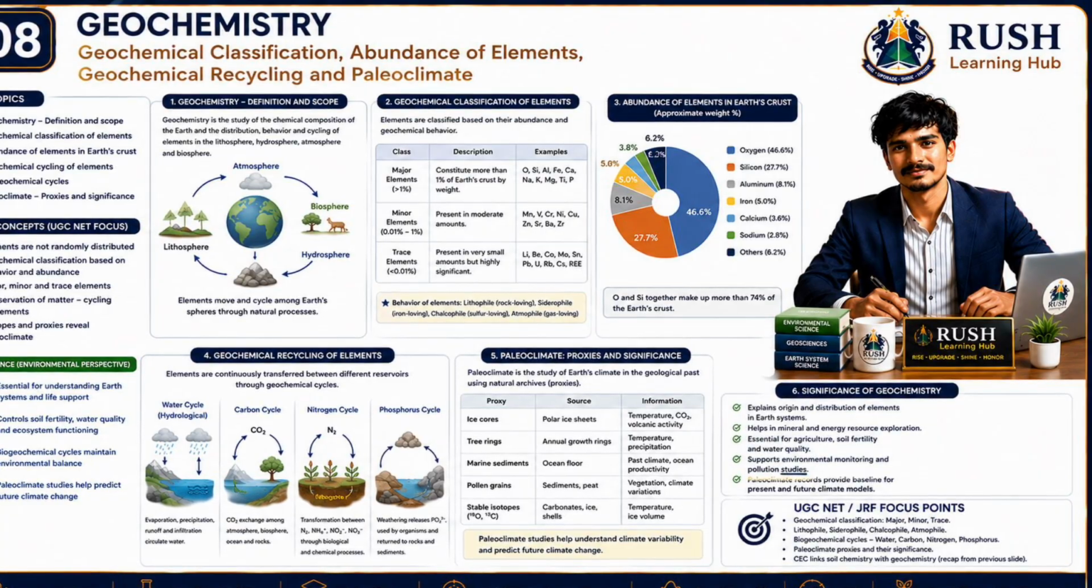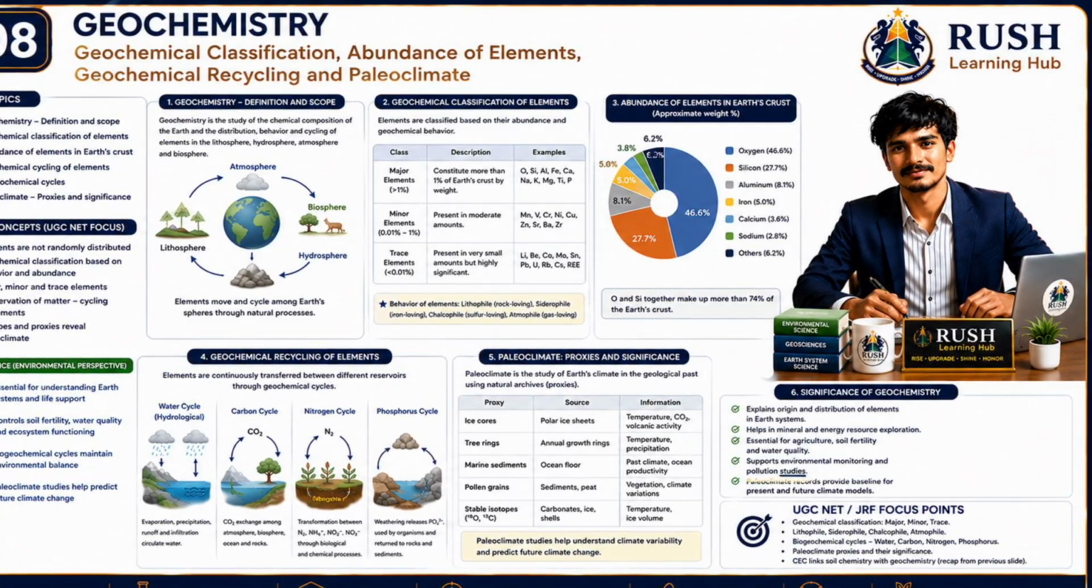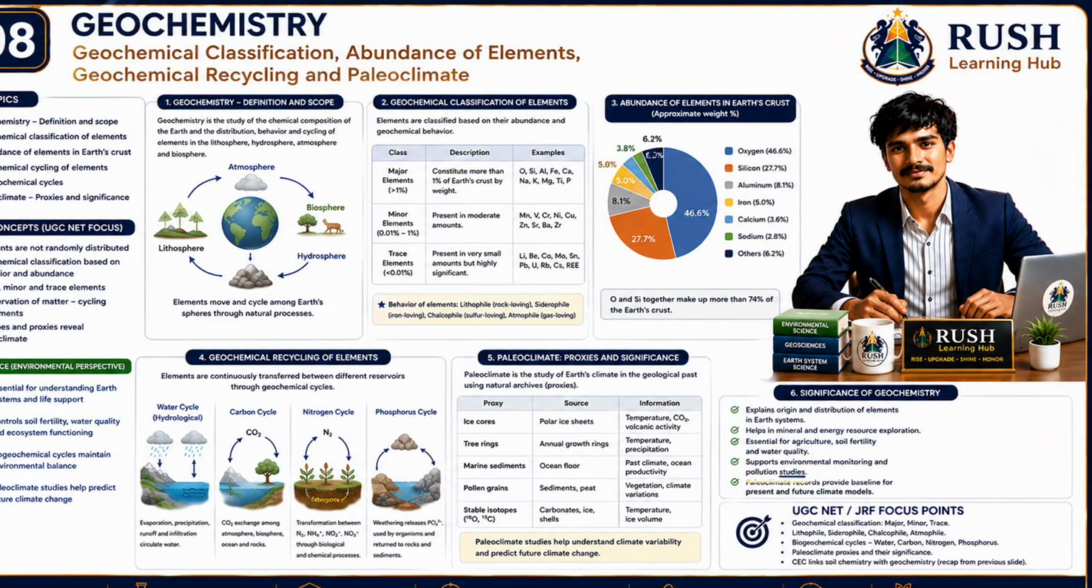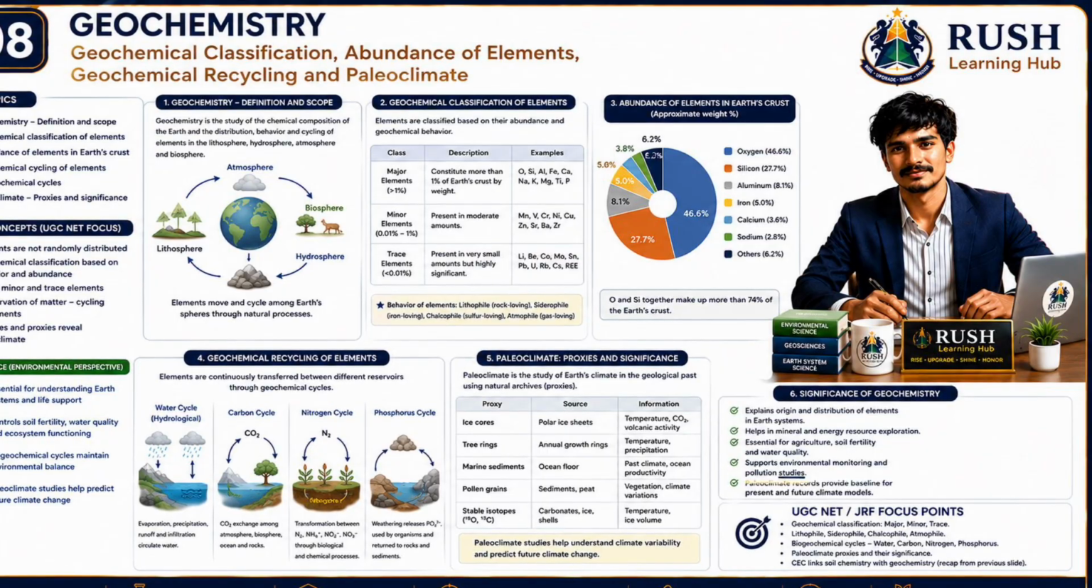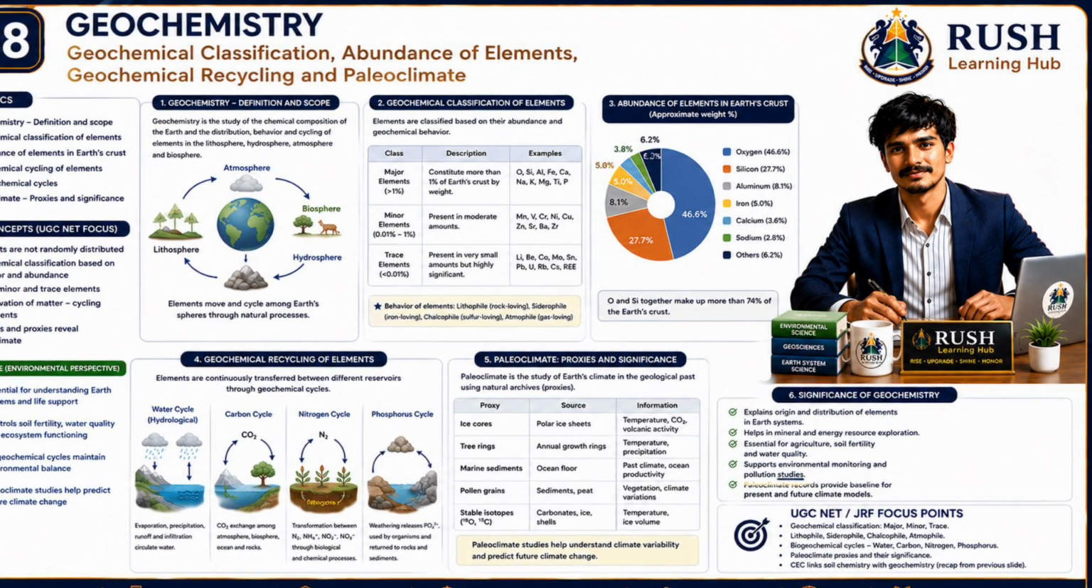Pollen grains preserved in sediments help reconstruct ancient vegetation and climatic conditions. Stable isotopes, particularly oxygen isotopes and carbon isotopes, are extensively used in paleoclimatic studies. Variations in oxygen isotope ratios provide information about past temperatures and glacial cycles.